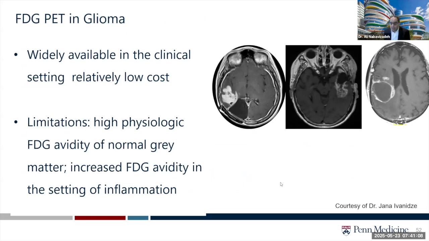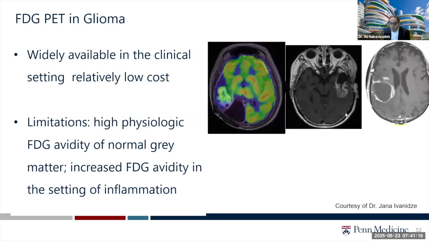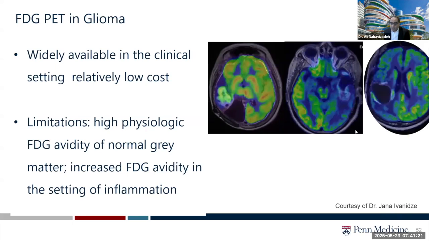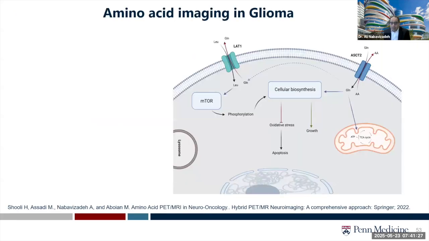These are 3 examples from my colleague Diana Ivanidze at Cornell that show 3 patients with tumor progression, radiation necrosis, and mixed tumor progression and radiation necrosis. So PET imaging can be helpful, but it also has significant limitations. And that's where amino acid imaging comes in.